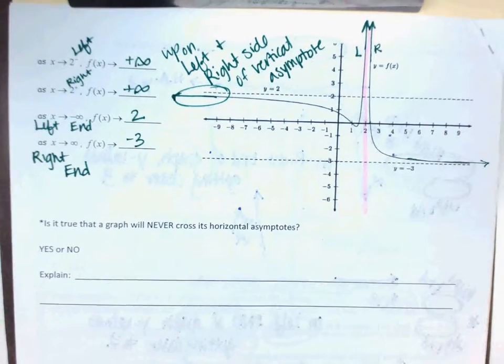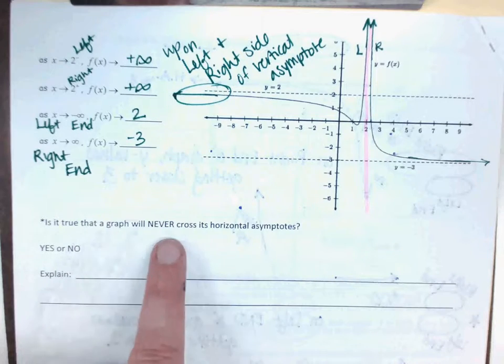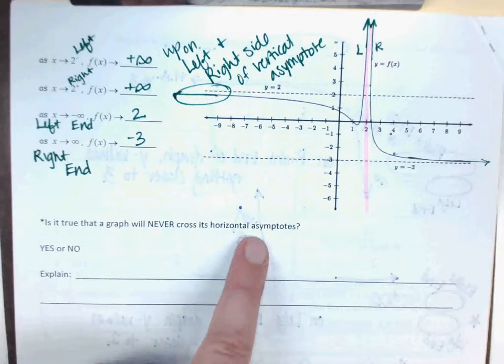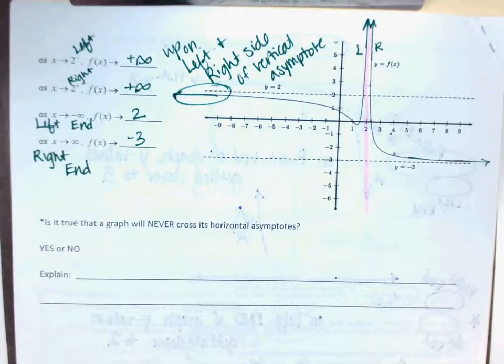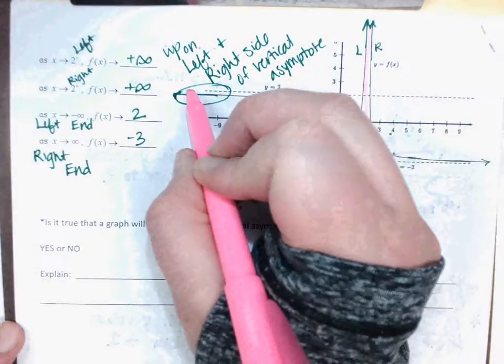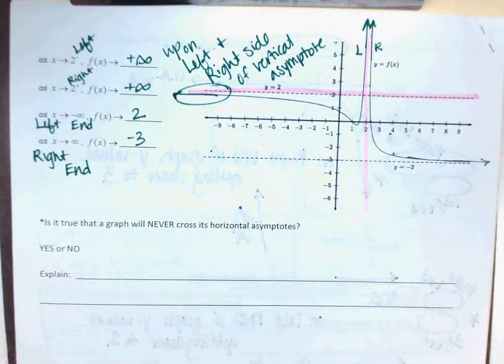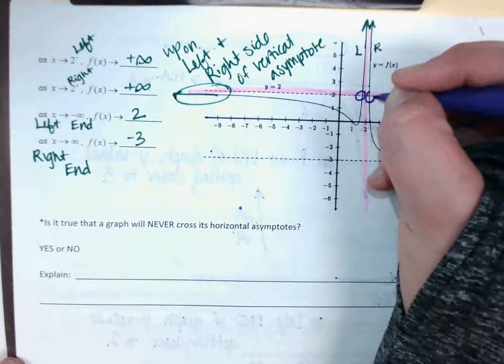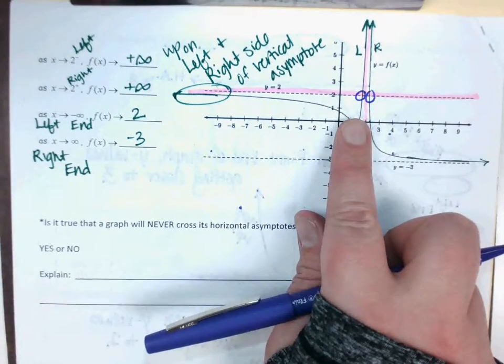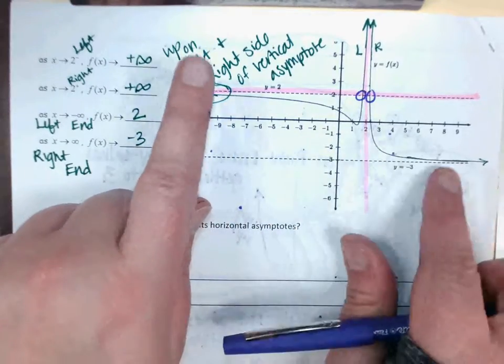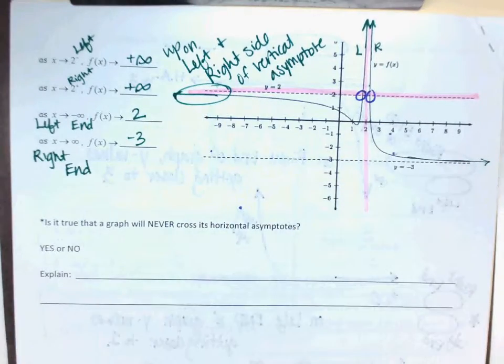Next question, it says, is it true that a graph can never cross its horizontal asymptote? For vertical asymptotes, that is always true. But for this horizontal asymptote, here it is, y equals 2. Does my graph ever touch 2? Look closely. How many times does it touch it? Twice. But do you notice that it touches it in the middle? Where is it not allowed to touch it? On the ends of the graph. Yes? Sure.